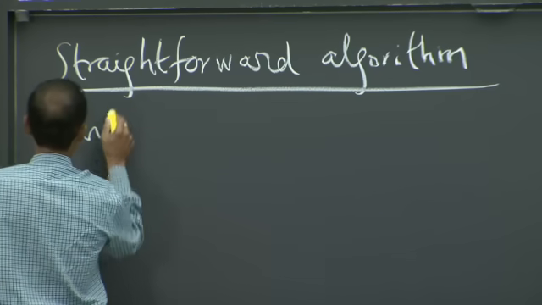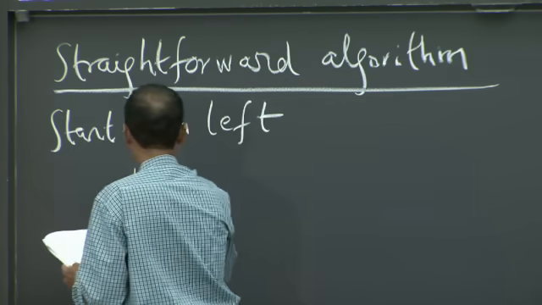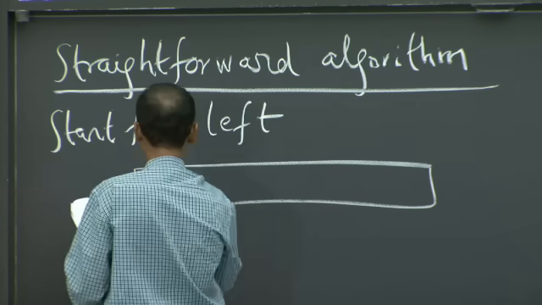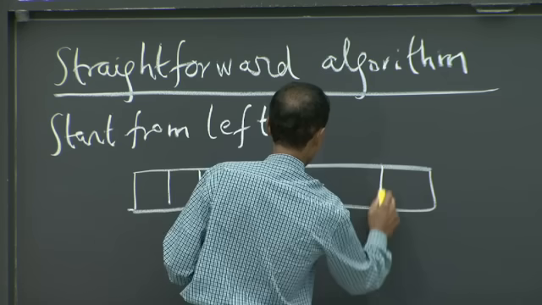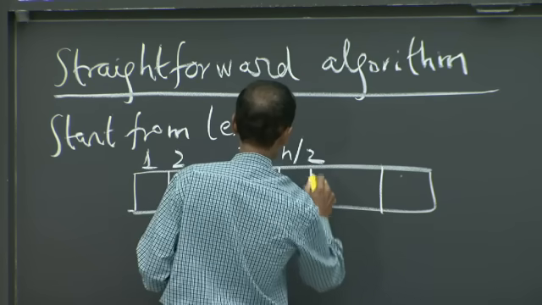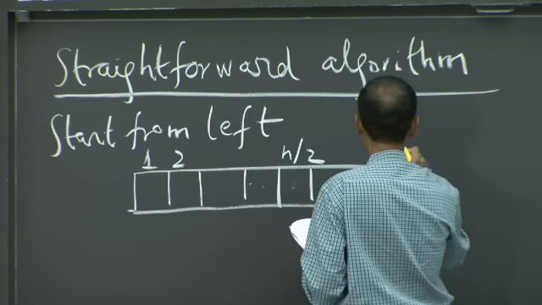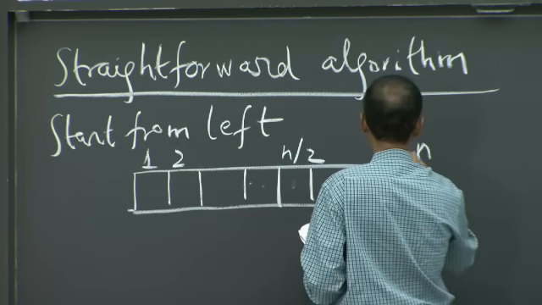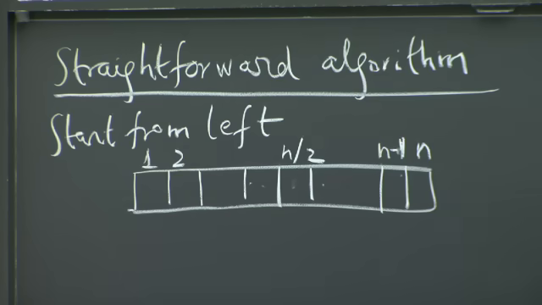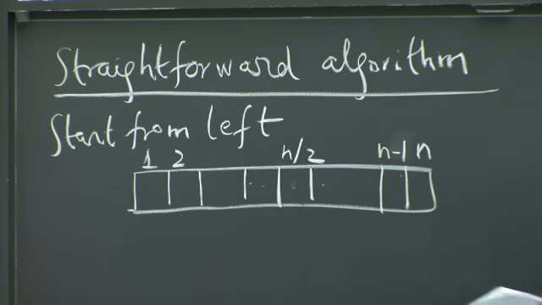So let's say we start from the left. And all we have is one traversal, really. So let's say we have 1, 2, and then we have n over 2 over here, corresponding to the middle of this n element array. And then we have n minus 1 and n. What I'm interested in doing is not only coming up with a straightforward algorithm, but also precisely characterizing what its complexity is in relation to n, which is the number of inputs.